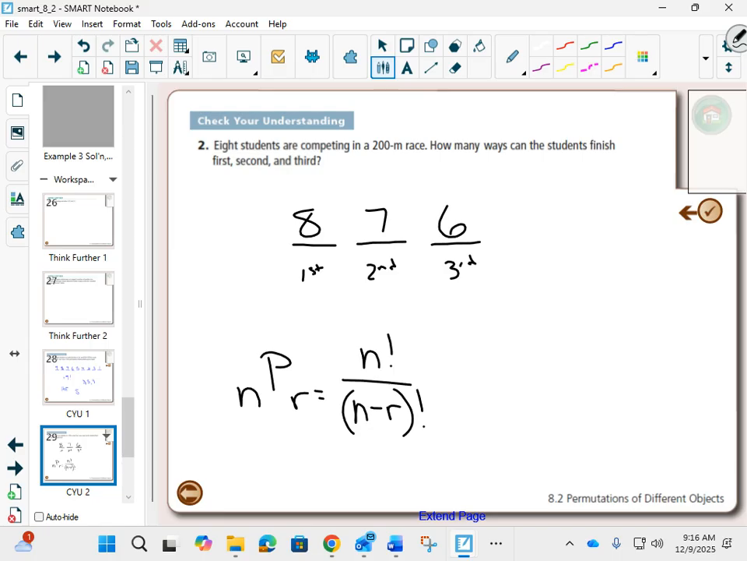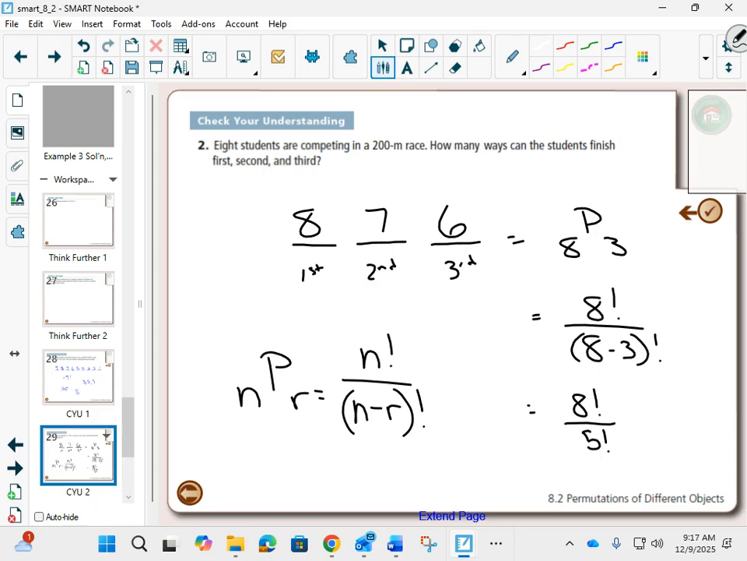So this question, 8, 7, 6, what we are doing is we are taking 8 people and putting them into 3 positions, choosing and ordering 3 of them. So according to the formula, this would be 8P3. Now, when I plug those things into the formula, 8P3 is the same as 8 factorial over 8 minus 3 factorial, which is 8 factorial over 5 factorial. How does that end up being the same thing as 8 times 7 times 6?